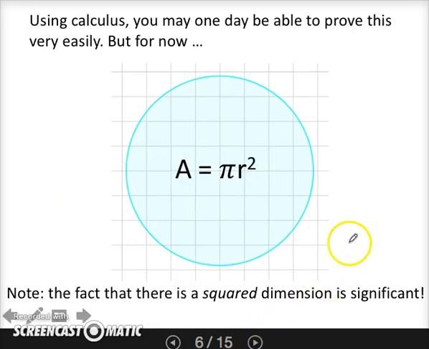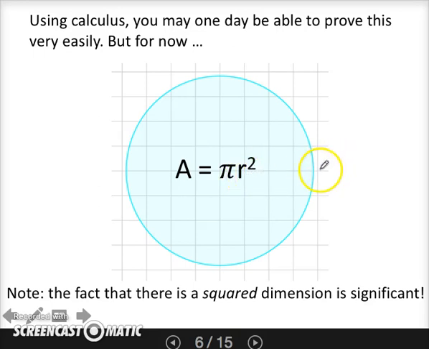Later on in your math career, if you take calculus, which I recommend, you may one day be able to prove this very easily. But for now, we're just going to believe that the area of a circle is pi times the radius squared.